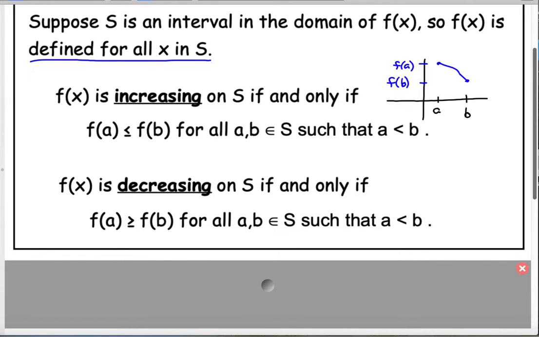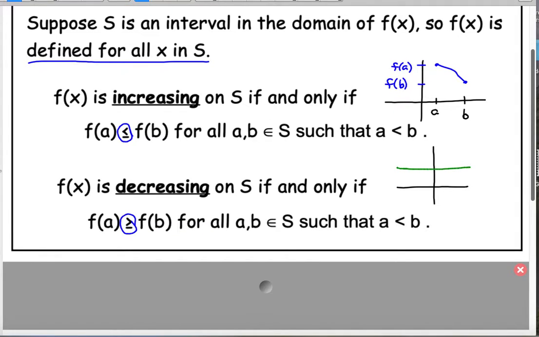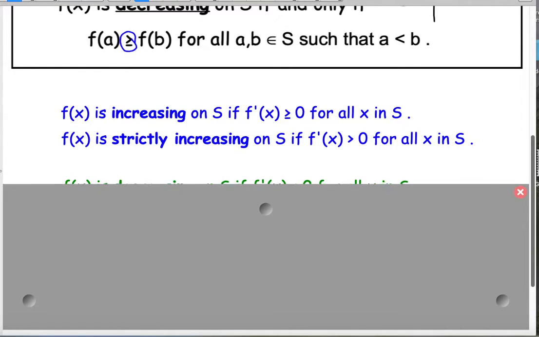Now the one thing I don't like about these definitions, because of this less than or equal to, greater than or equal to, well, then technically a constant function, like how about y equals 3, they would say, according to this definition, would be increasing and it would be decreasing. And I would say it's neither. So keeping that in mind is important.